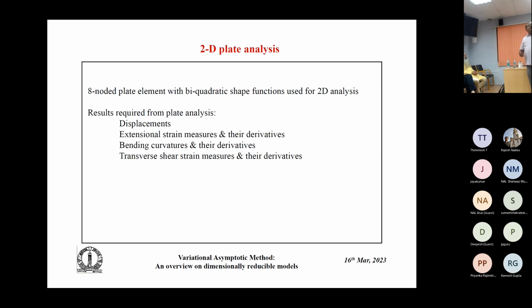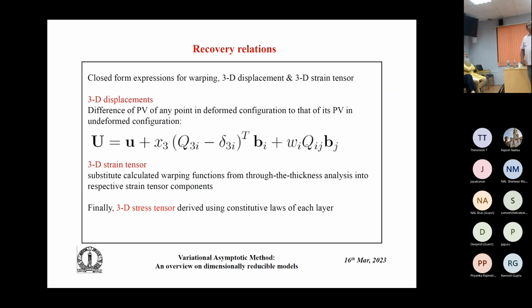So what we'll be looking for from the 2D analysis are the 2D displacements, the extensional strains and their derivatives, the bending curvatures and their derivatives, and the transverse shear strains and their derivatives. So these are all the outputs which we'll be looking for from the 2D plate analysis. So once we do the 2D plate analysis, we'll have all this information at all the locations of the coordinate. So as we discussed in the flow chart, one of the important aspects of the VAM is obtaining the 3D responses of the structure.